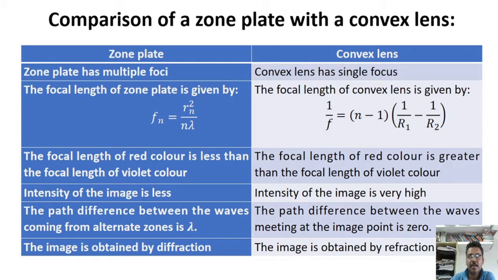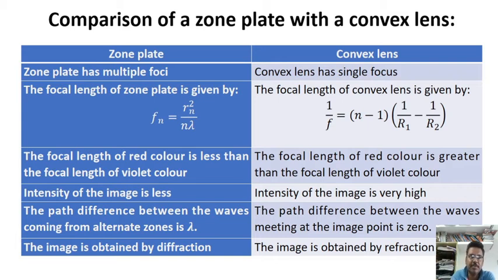In this zone plate, the focal length of red color is greater than the focal length of the violet color. You see, here it is reciprocal. In the zone plate the intensity of the image is less, whereas in the convex lens the intensity of the image is very high, because the light will concentrate in the convex lens.